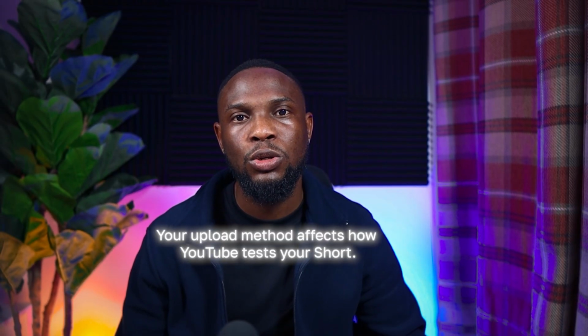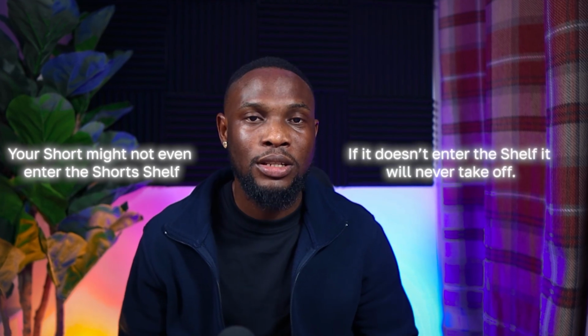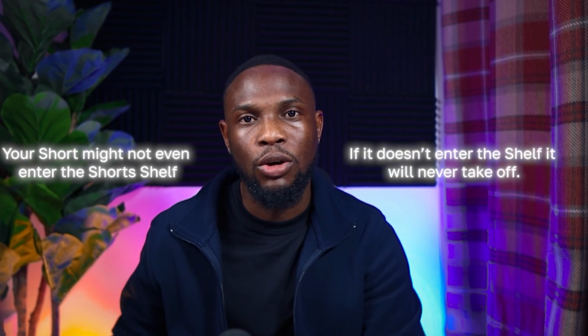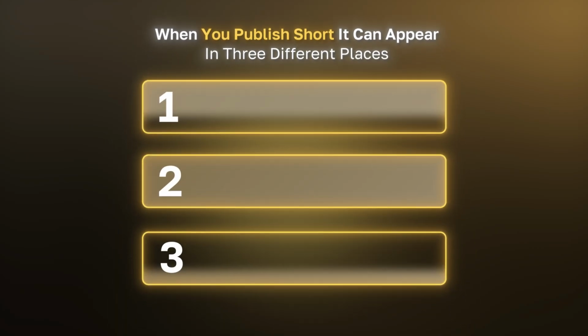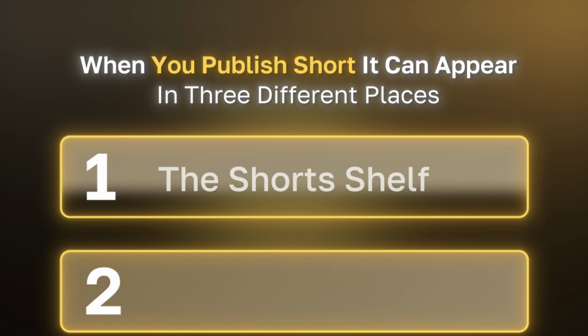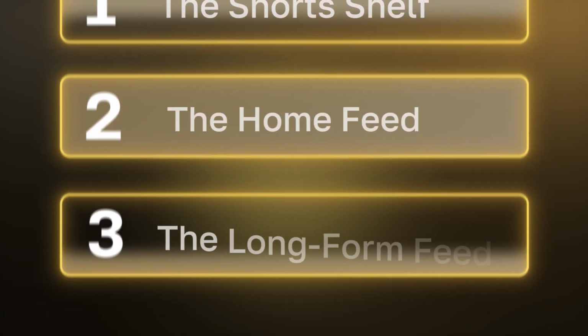And here is the twist. Your upload method affects how YouTube tests your short. If your settings are wrong, your short might not even make it to the short shelf. And if it doesn't enter the short shelf, it will never take off. So before we talk about uploading, you need to understand where shorts actually go. So when you publish your short, it can appear in 3 places, which are the short shelf, the home feed, and the long form feed.